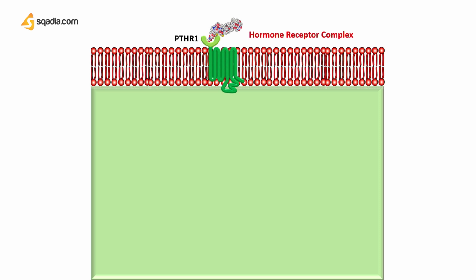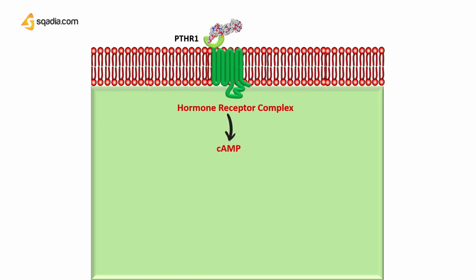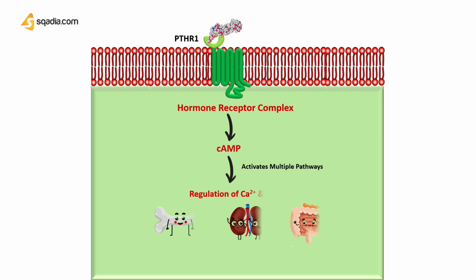This hormone receptor complex results in the formation of cyclic adenosine monophosphate. Now, this acts as a second messenger for this hormone. This activates multiple pathways that play a part in the regulation of calcium. Along with increasing the calcium levels, the parathyroid hormone also plays a minor role in decreasing the phosphate levels as well.